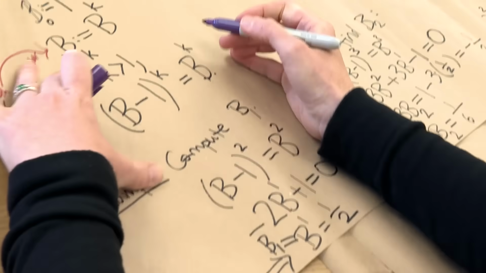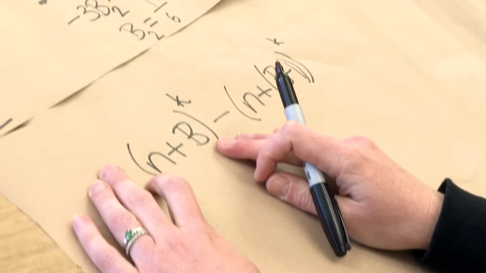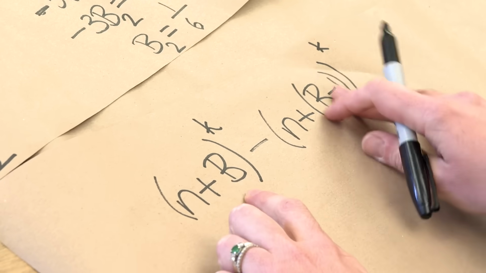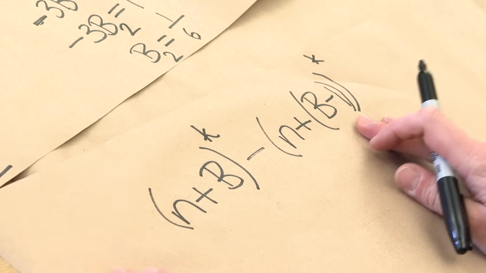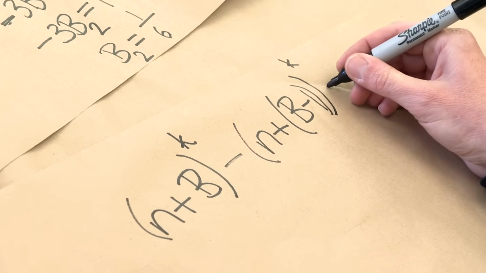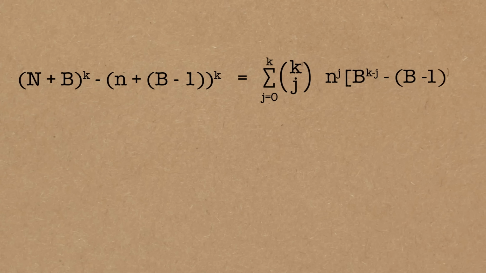So we had this thing. And so when I do this, using the binomial theorem, I'm going to get this polynomial. It looks almost the same on each side, except we have different powers of b and powers of b minus 1 there. And when I unfold this whole thing, I get the sum from j equals 0 to k of k choose j, n to the j, and then over here, b to the k minus j minus b minus 1 to the k minus j.